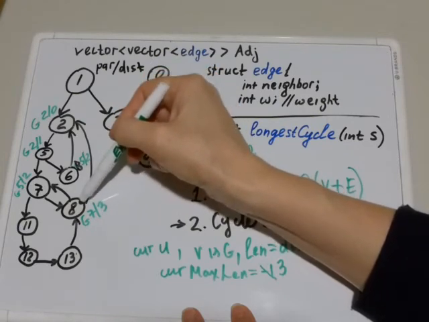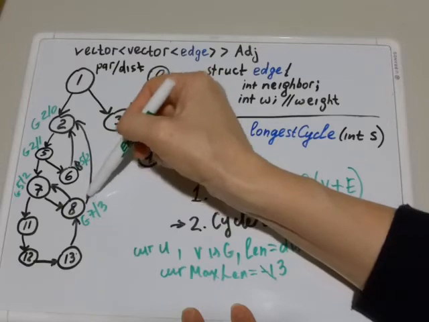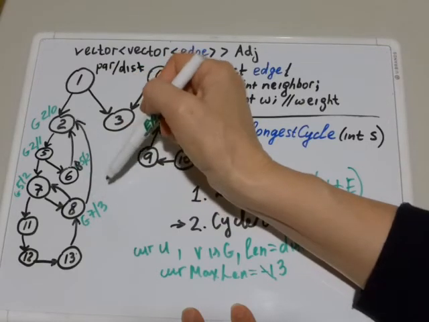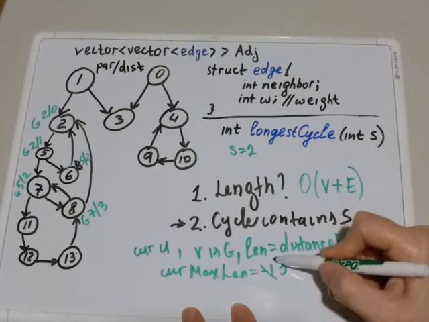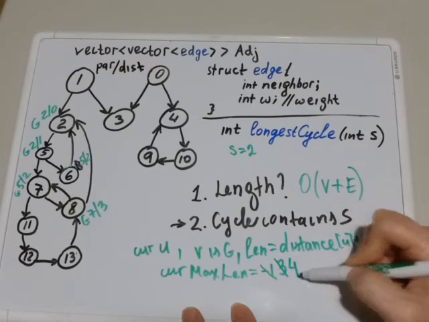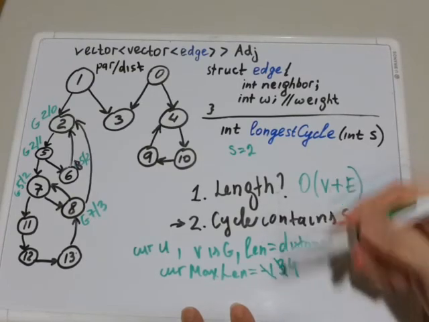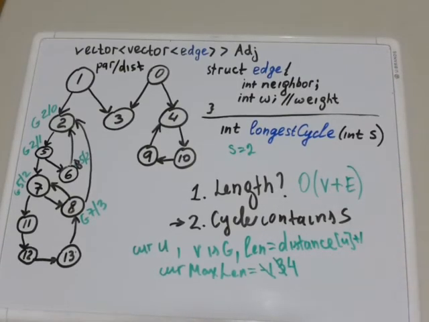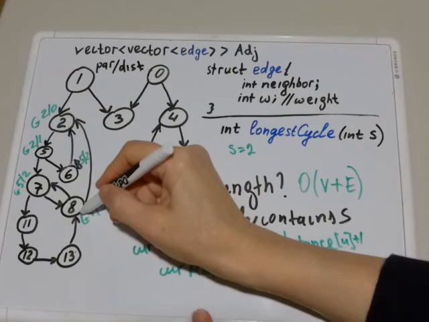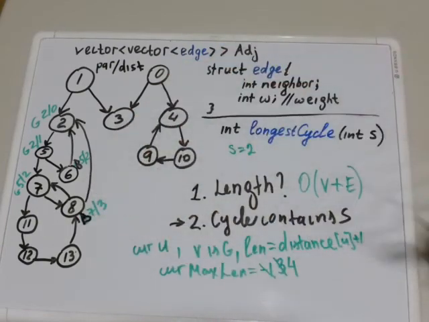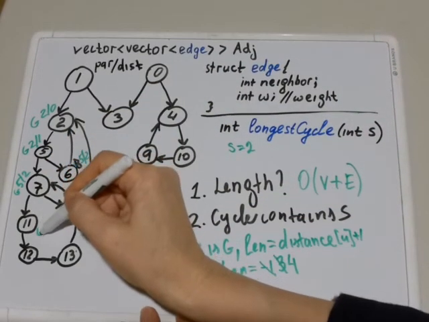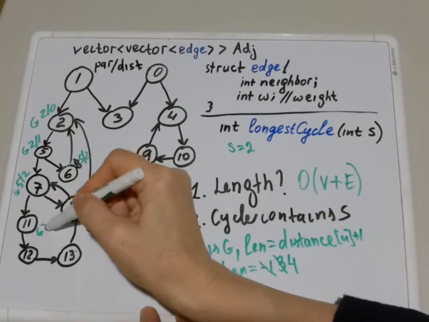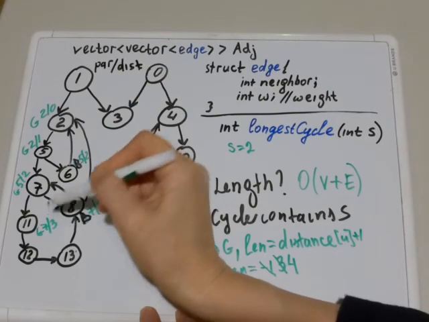The distance of the current vertex is 3, plus this edge 1 is 4. Is 4 greater than current max length? Yes, it is greater, so we need to update current max length to 4. And after that, we'll be done with 8 and can set it to black. After that, the algorithm will go to the next child of 7, which is 11. It will set 11 to gray, the parent of 11 to 7, and the distance to 3.